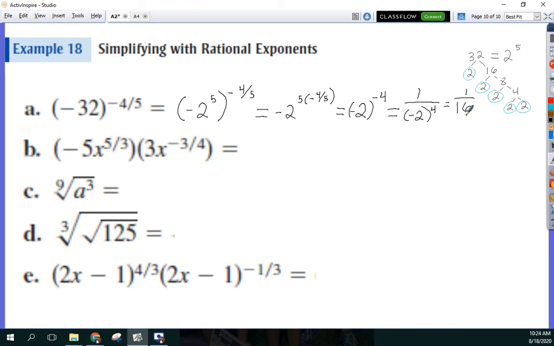All right, so on our next one, notice that we have negative 5x to the 5/3 times 3x to the negative 3/4. I'm going to look at my numbers first.